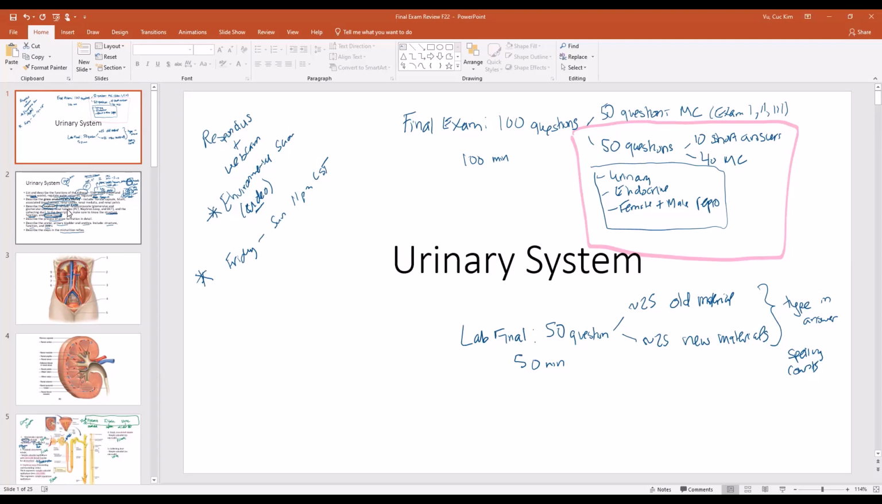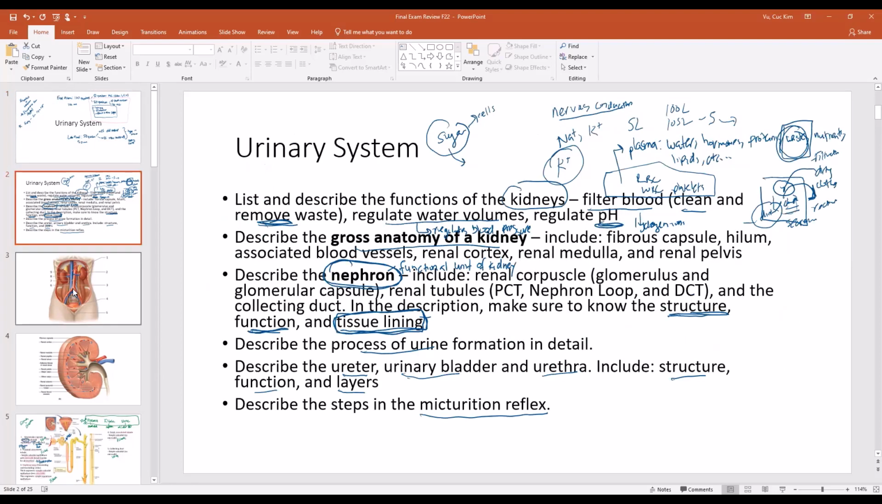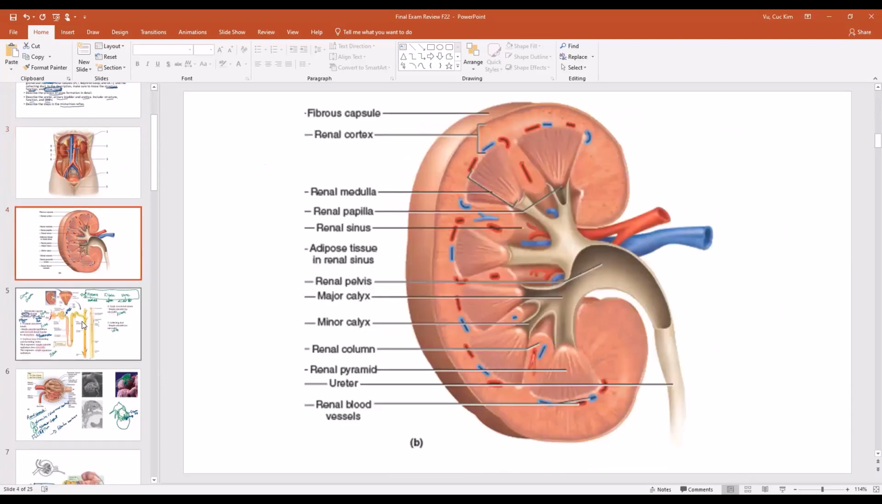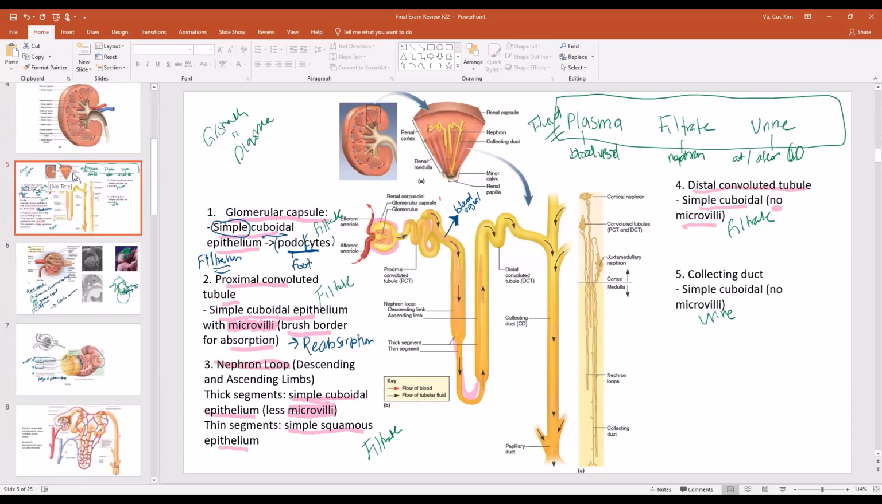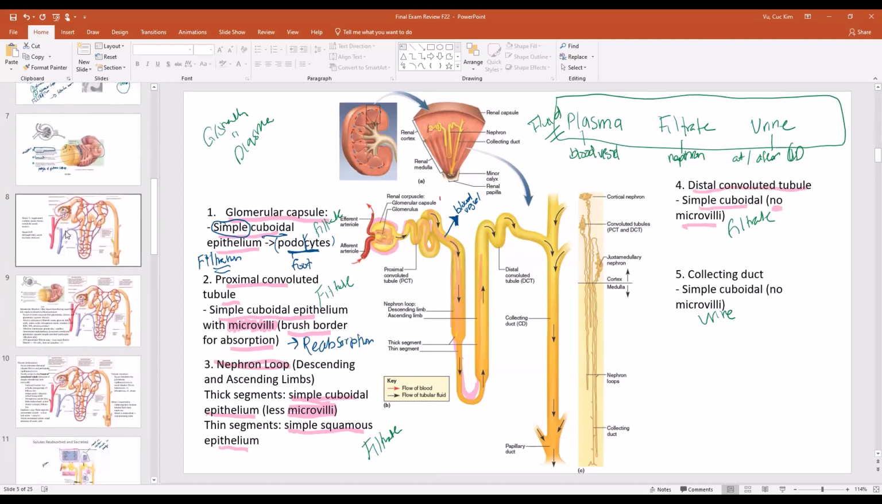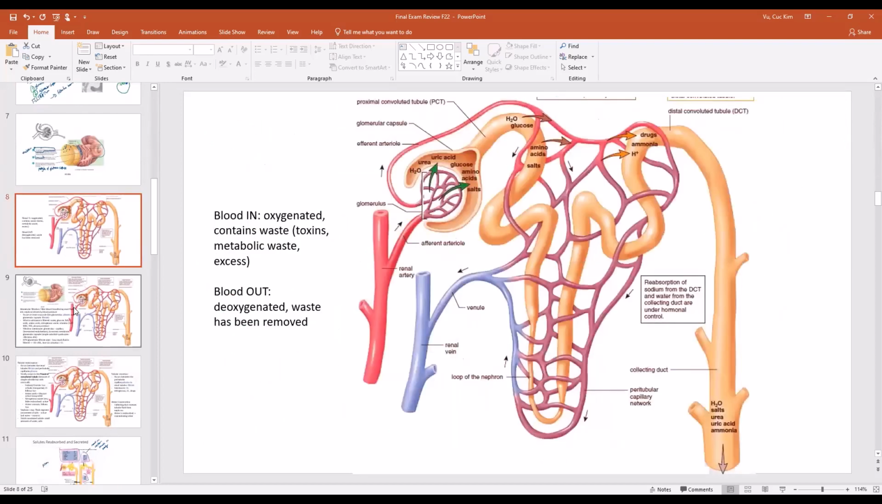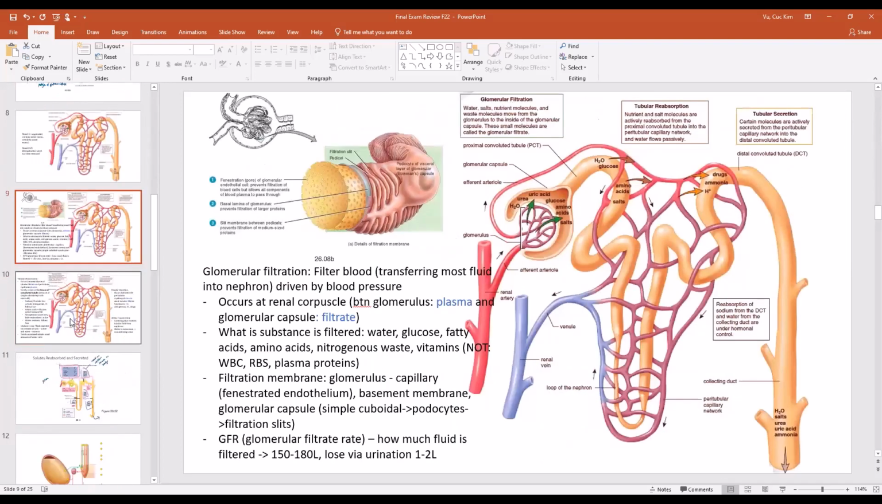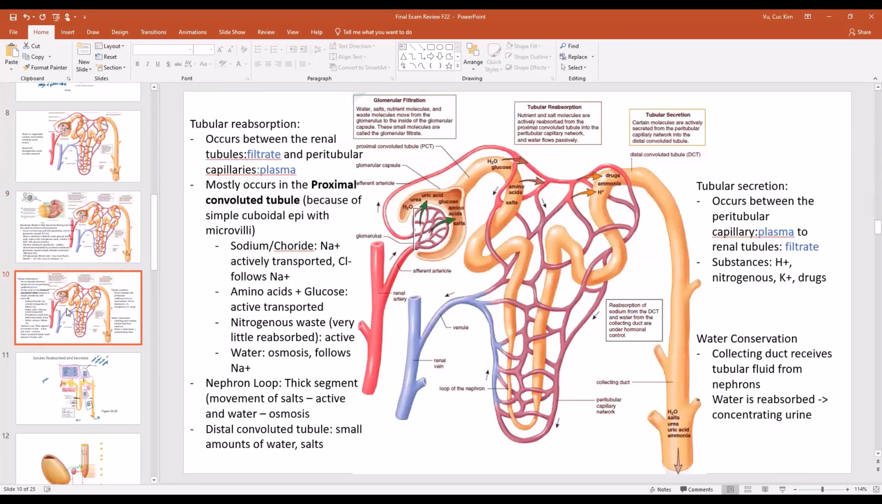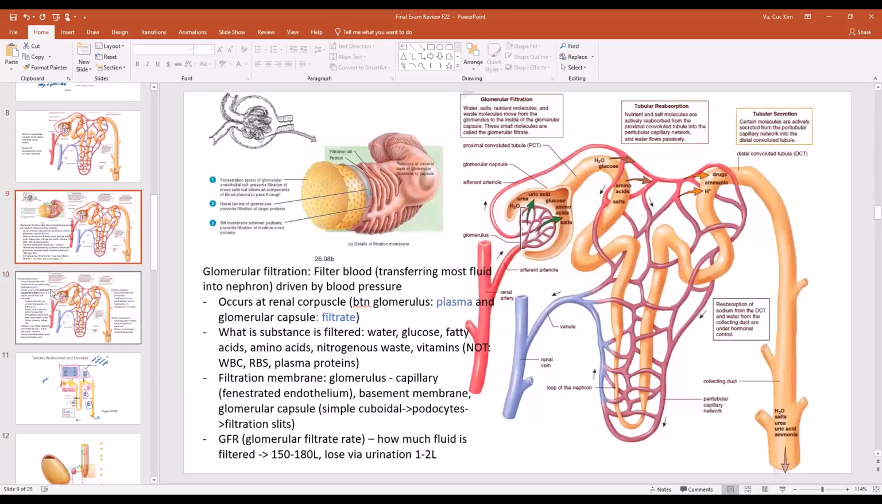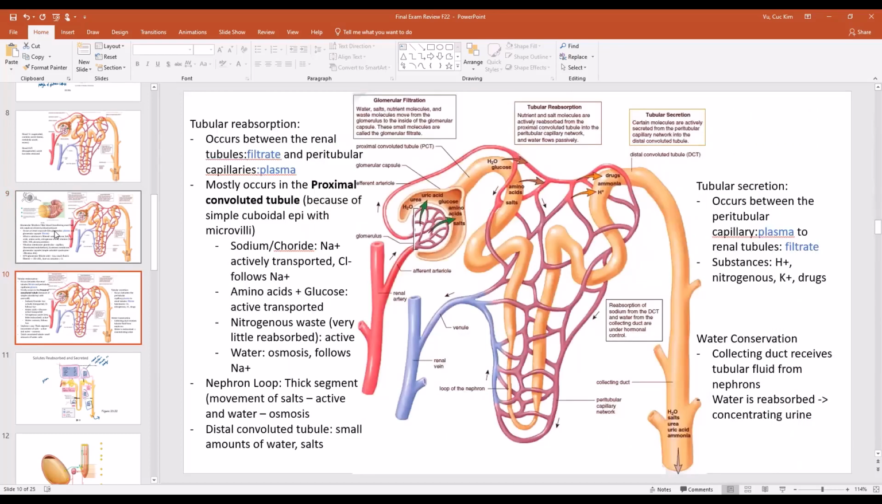So we talked about the urinary system. We spent most of the time on the urinary system, talking about the gross anatomy and the nephron, and that's pretty much as far as we got this morning. We will come back to this and talk about urine formation, which has 3 main steps: glomerular filtration, tubular reabsorption, and tubular secretion. These 2 slides right here, slide 9 and slide 10, are what cover urine formation. So I will come back to that.